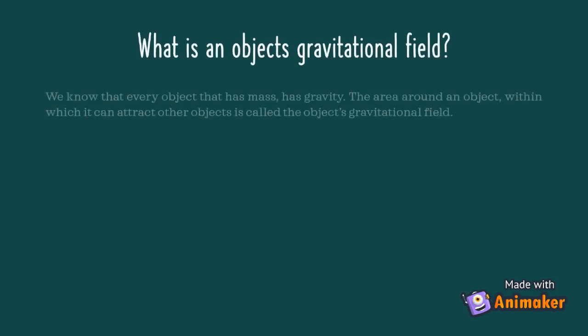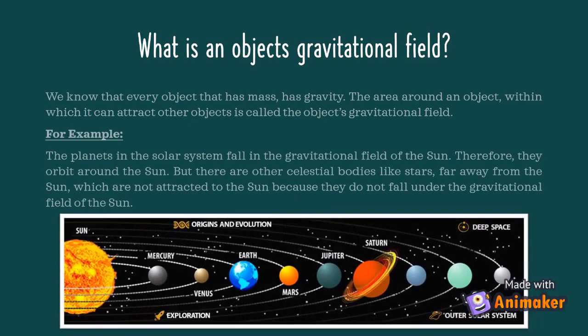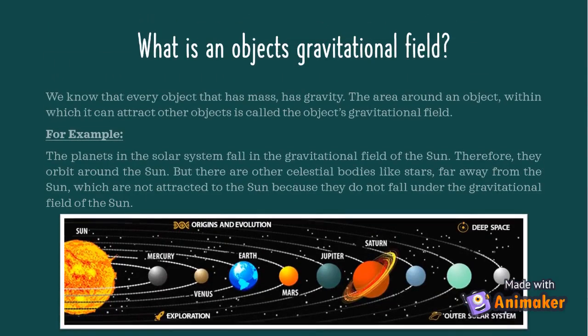What is an object's gravitational field? We know that every object that has mass has gravity. The area around an object, within which it can attract other objects, is called the object's gravitational field. For example, the planets in the solar system fall in the gravitational field of the Sun. Therefore, they orbit around the Sun. But there are other celestial bodies, like stars, far away from the Sun, which are not attracted to the Sun, because they do not fall under the gravitational field of the Sun.